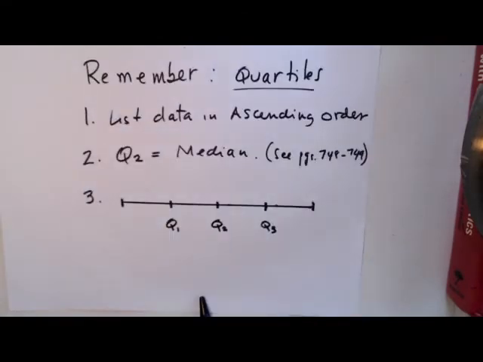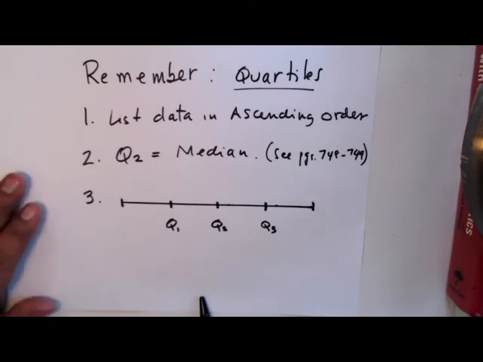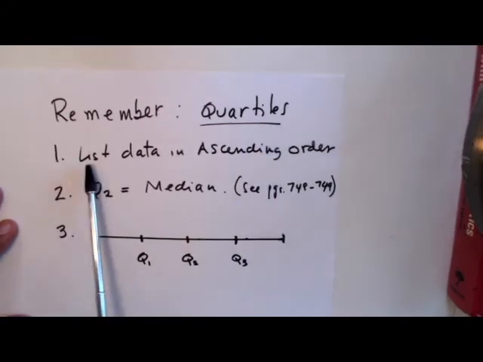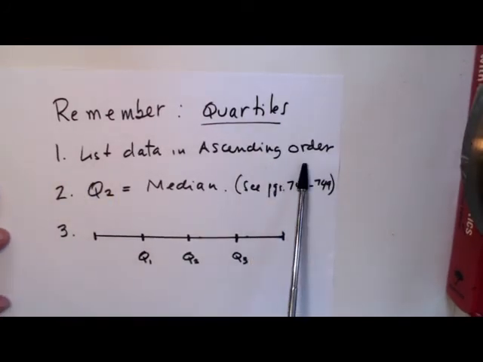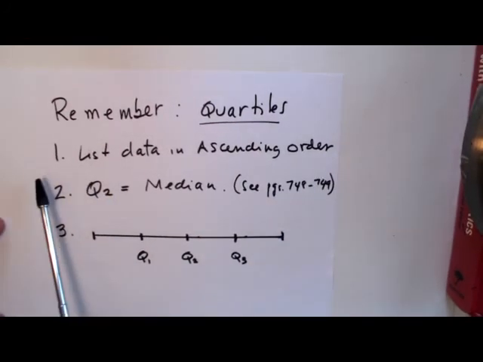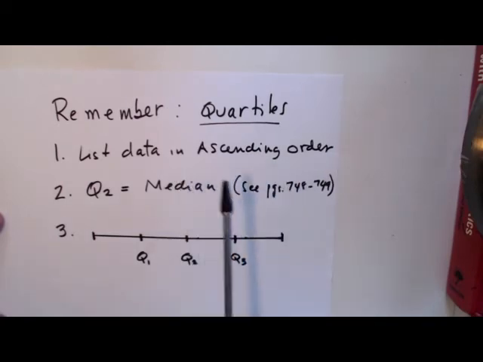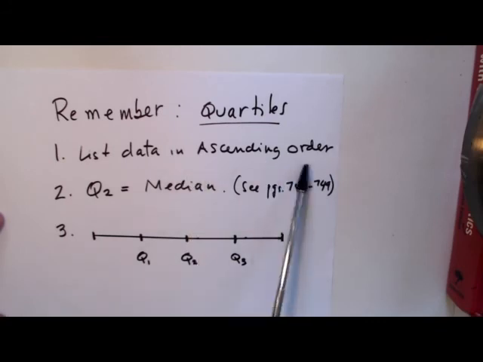In addition, please remember, this is important for quartiles. List the data in ascending order. Right? We're going to rank from the lowest to the highest number. Always do that. Don't just try to calculate the median or first or second quartile without organizing. It's very crucial that you do this.